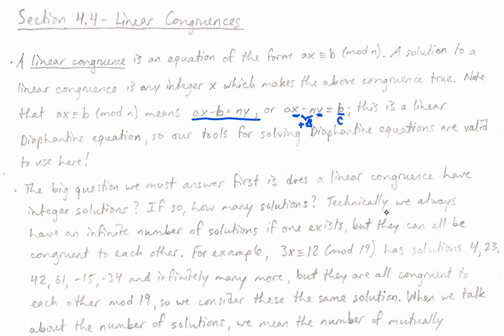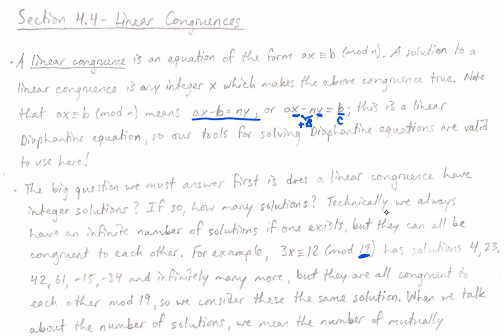But the problem is, those are all solutions that are mutually congruent to each other. We say that they're mutually congruent because we're adding to each one what our n value is. We're just adding 19 onto each of those numbers, so that when we take those mod 19, they would all come down to the same number of 4. So we say, for our purposes, that these are really all the same one answer.